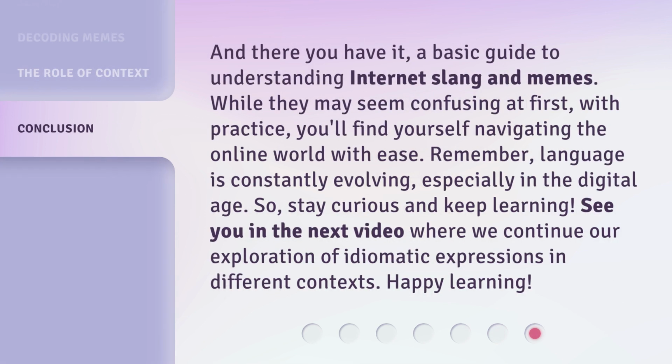And there you have it, a basic guide to understanding internet slang and memes. While they may seem confusing at first, with practice, you'll find yourself navigating the online world with ease. Remember, language is constantly evolving, especially in the digital age. So, stay curious and keep learning.